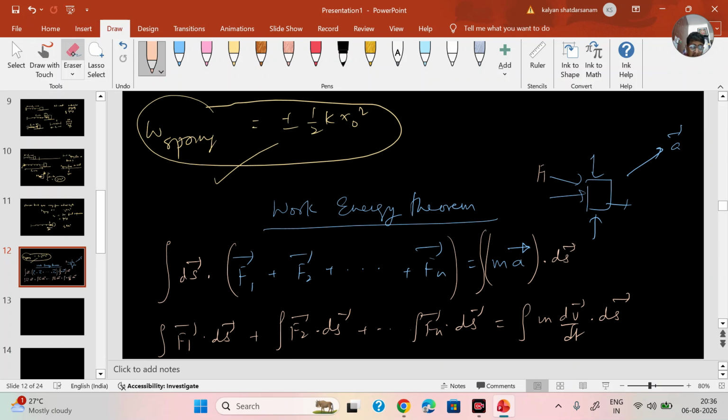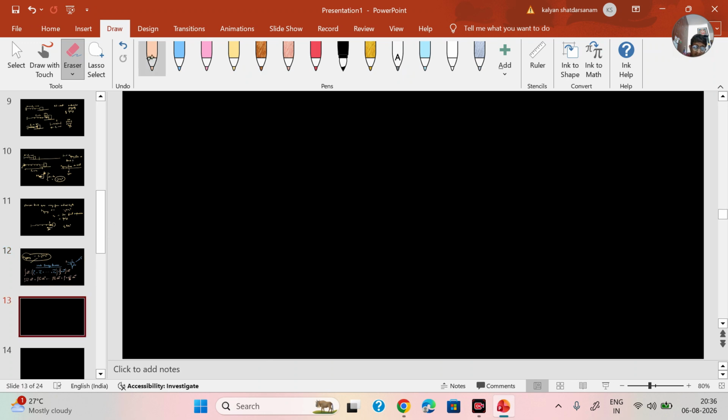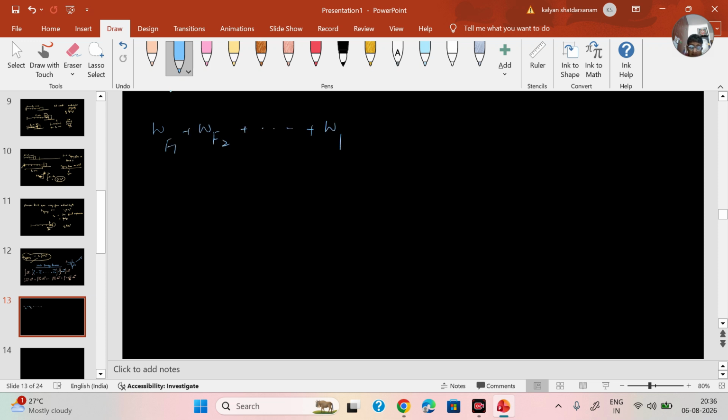Now first let's look at the LHS. Integral f1 dot ds is the work done by the first force. The displacement is the same for the whole object because we are taking it as a point mass, so the point of application of every force has the same displacement ds. So this is the work done by the first force, this is the work done by the second force, and so on, up to the work done by the nth force. So I can write the work done by the first force plus the work done by the second force, and so on, plus the work done by the nth force.